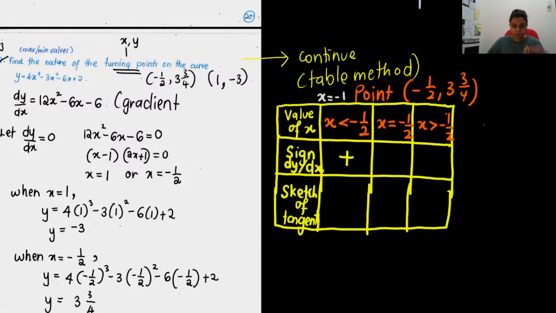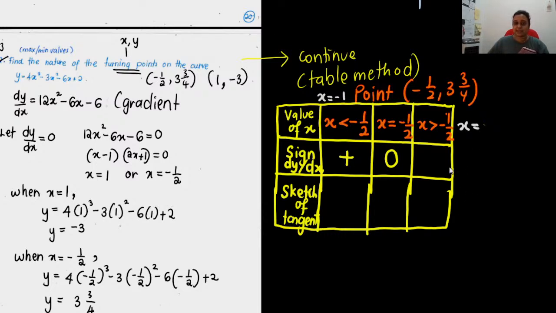So we write positive. Okay, from here, next one, we substitute exactly -1/2. Usually if you substitute exactly 1/2, you will get 0. Okay, you get 0, so you write 0. If you're not sure, you can always check back, because from the dy dx only we got one negative 1 over 2, right? So definitely it's going to be 0.